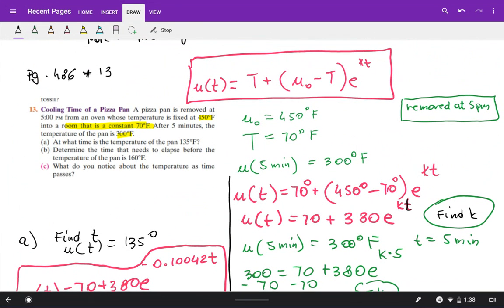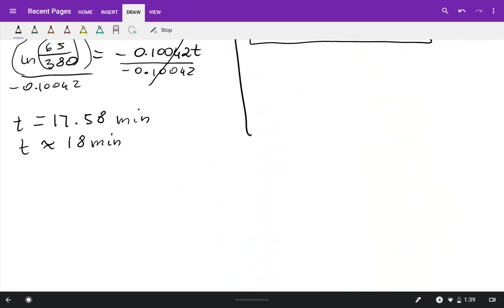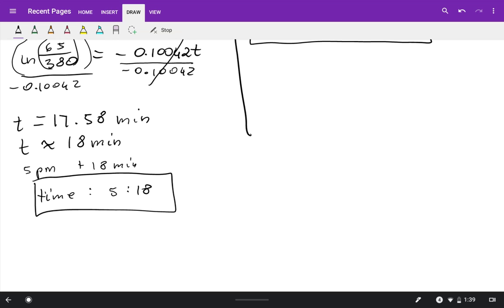But if you read the problem, they're asking at what time. Okay, so we have to be more specific. It takes 18 minutes to cool off to 135. What time will that be? We removed the pizza at 5 p.m. So after 18 minutes, it's going to be 5:18. We remove the pizza at 5 p.m., right? And it takes 18 minutes to cool off to 135 degrees. So the time will be 5:18. They want a specific time here. Okay, so we did that.